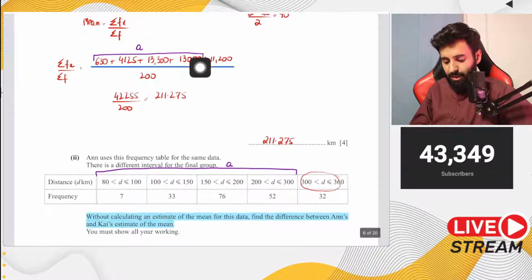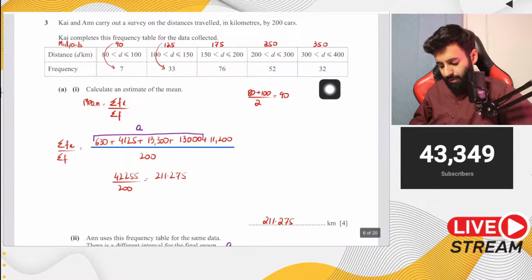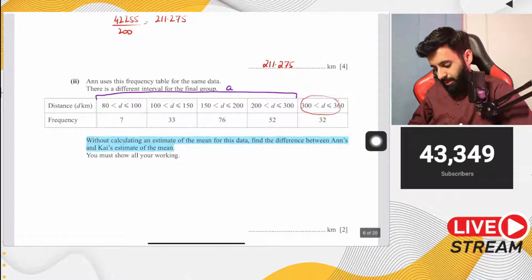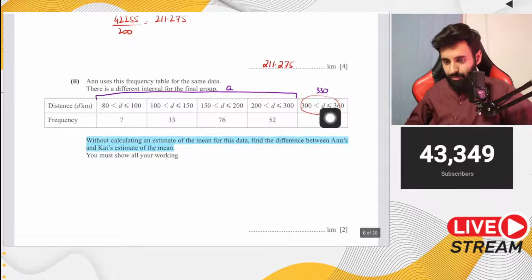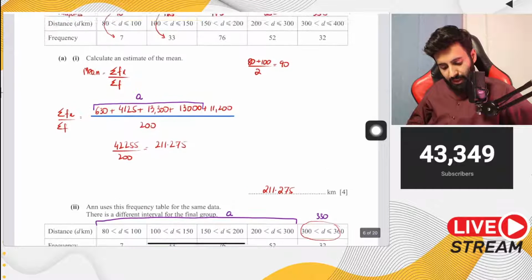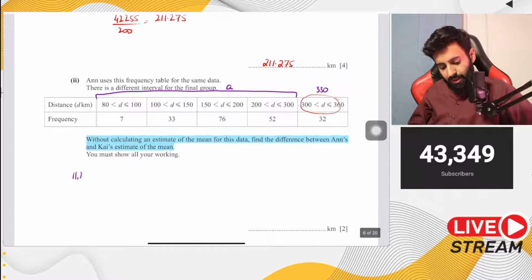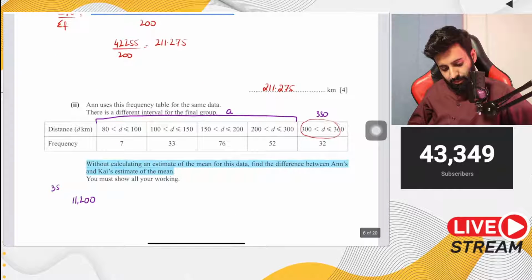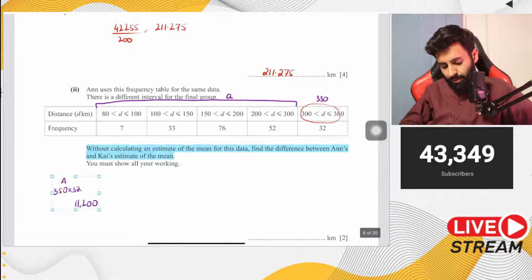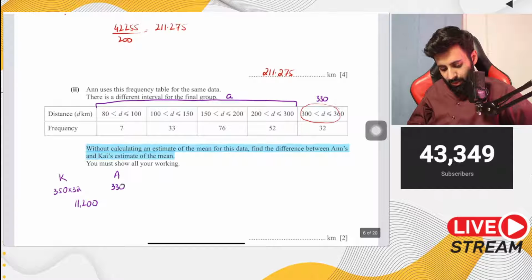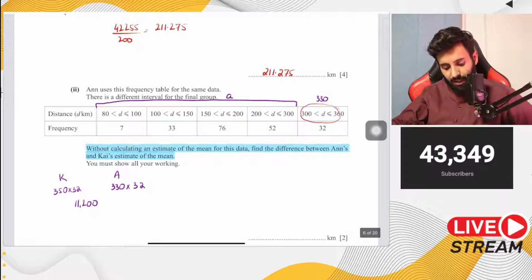So the only difference that we will have will basically be the difference between 350 into 32 and what is the midpoint going to be over here? 330 into 32. So what exactly are we going to do now? 11,200 is what we got when we multiplied 350 by 32. This was basically for a. For k, what are we going to do? Actually that was for k. Now we're talking about a. So for a, here's what we're going to do: 330 multiplied by 32.